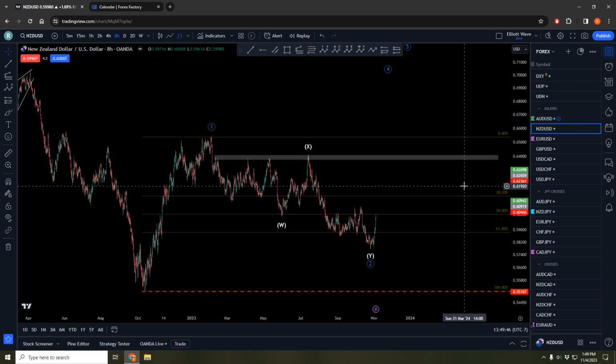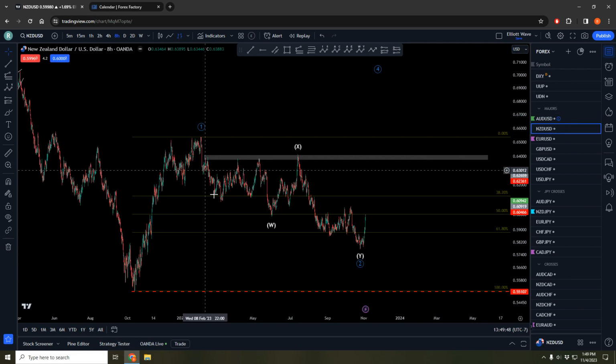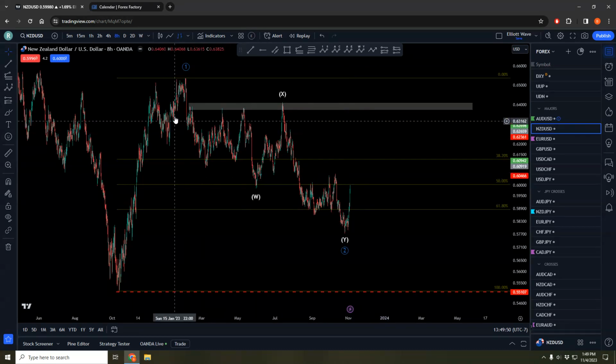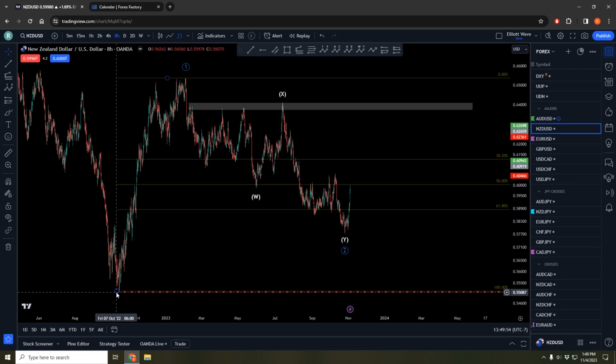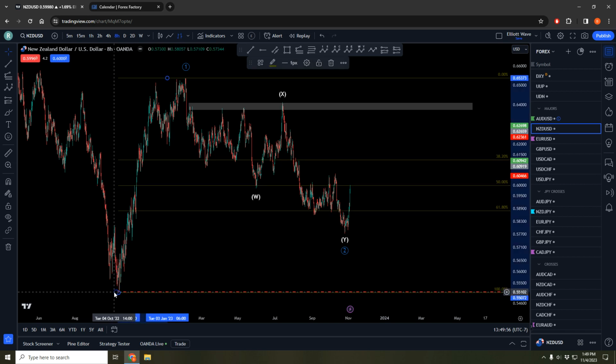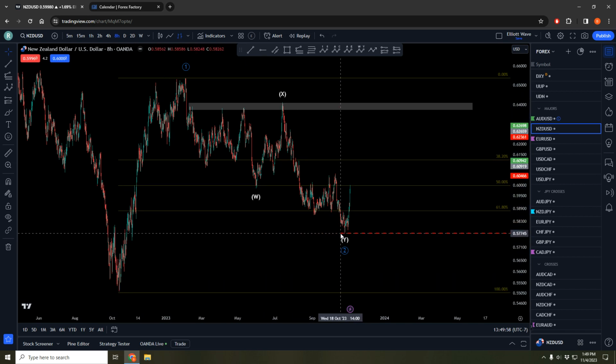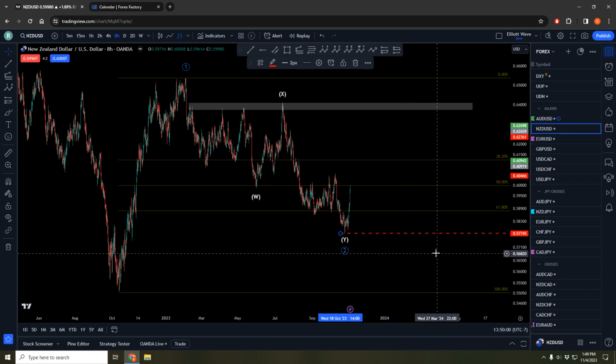So fair to say that Aussie confirms that dollar weakness bias that the DXY chart was showing us. Same with Kiwi. Nice sharp move up. Kind of a choppier correction, a WXY perhaps, but still a nice strong move up from the lows. We can actually move our invalidation level up to the extreme of wave Y.